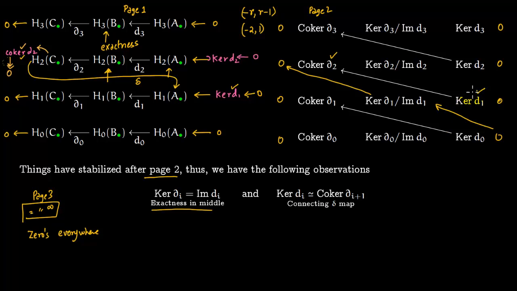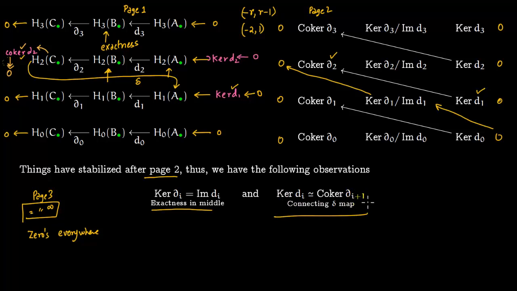You can only glue them if this co-kernel of delta 2 is equal to kernel of D1. But this will hold because on the next page, whatever homology you compute will stabilize and it has to be 0. So it has to be the case that these two are isomorphic. So this is isomorphic to this so that no homology remains. So in general, you're saying kernel of D1 is isomorphic to co-kernel of delta i plus 1.